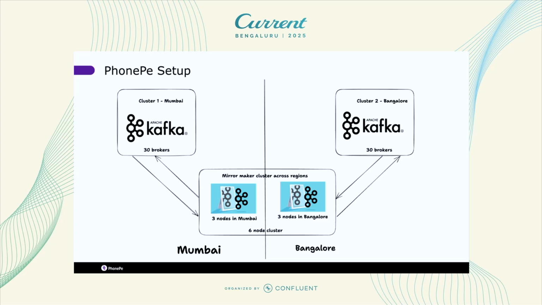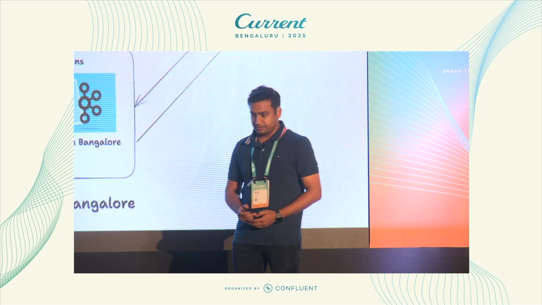That's a typical example of how a MirrorMaker cluster is set up in PhonePe. We have more than 30 MirrorMaker cluster setups. As we presented in the first slide, we have a total of 50 plus Kafka clusters. Those are replicated using 30 plus MirrorMaker setups across PhonePe. So this is just one of the examples.